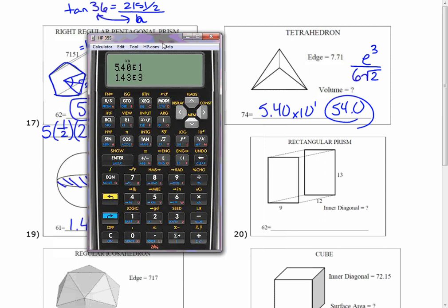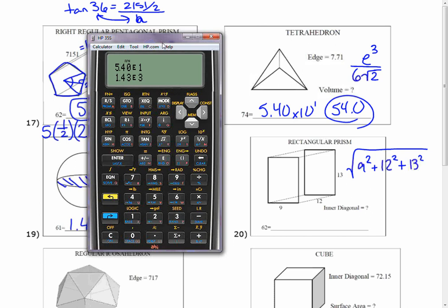If we have a rectangular prism, we could do a lot of Pythagorean theorems in order to find our inner diagonal across here. Because we could have 9 and 12, and we could figure out that hypotenuse. We could use 12 and 13 and figure out that hypotenuse. And then we could use some different equations, and it could get pretty complicated. But a fast way of doing this, an easy way of doing this, would be to just do 9 squared plus 12 squared plus 13 squared, and we're just going to square root that.